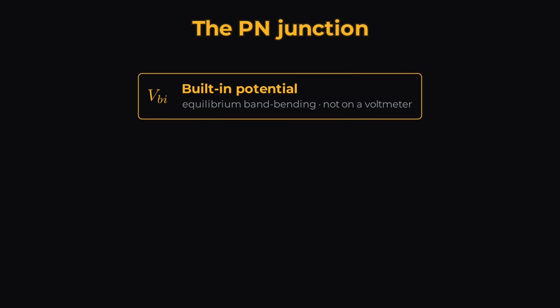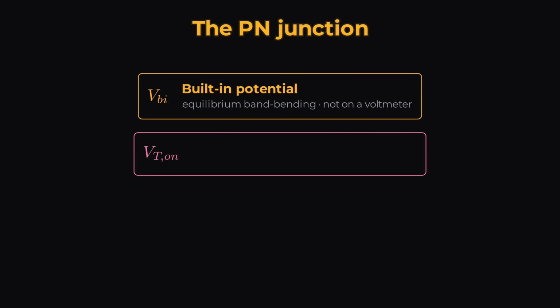You cannot read it on a voltmeter because the contacts add potentials that cancel it. The second is the forward turn-on voltage, the VON. It is about 0.7 volts for silicon and about 0.3 volts for germanium. This is a practical value where the current becomes large. It is not equal to VBI, and it is not a hard threshold.